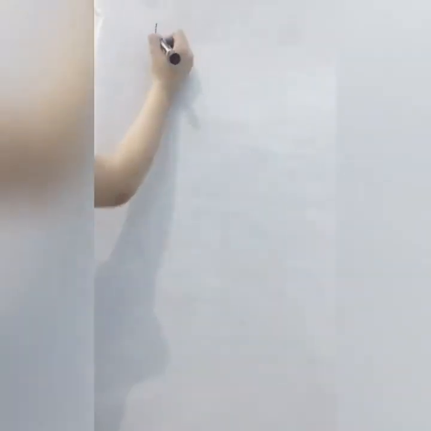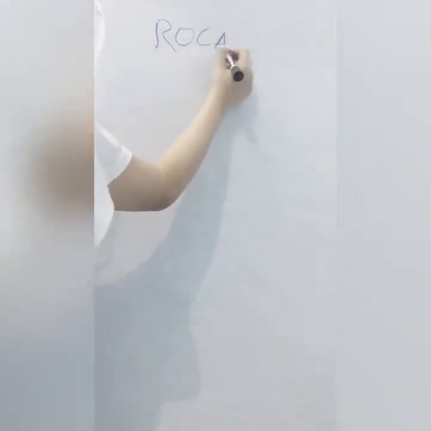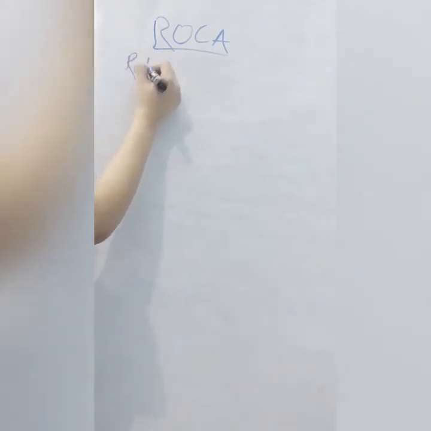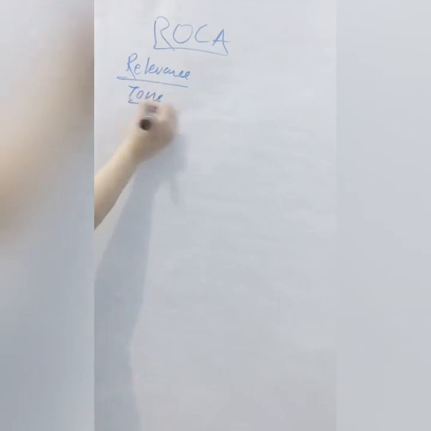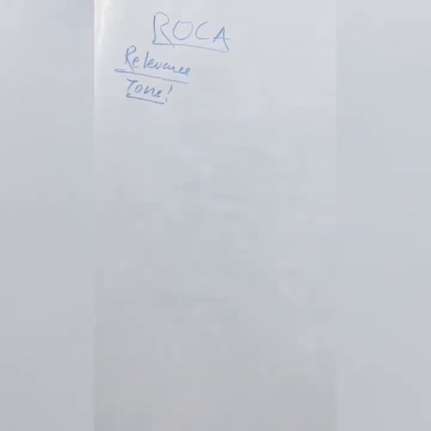Now we'll elaborate on what the ROCA principle of the essay really is. First of all, R is the relevance of the essay. How will we understand relevance? First of all you will have to see the tone of the essay. What is the tone of the essay? Understand the topic and the tone of the essay first.